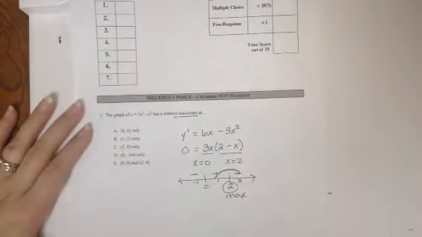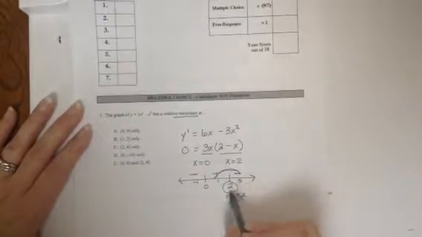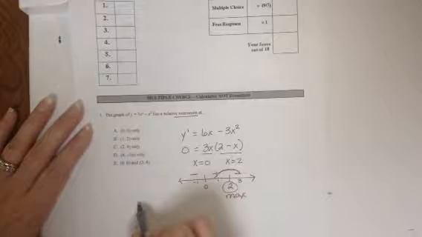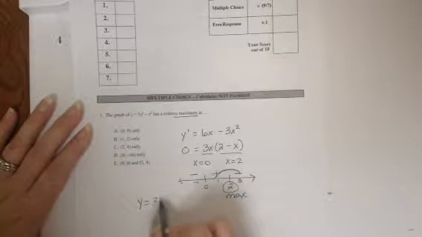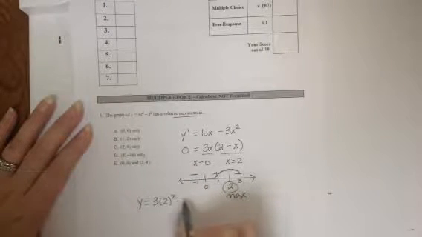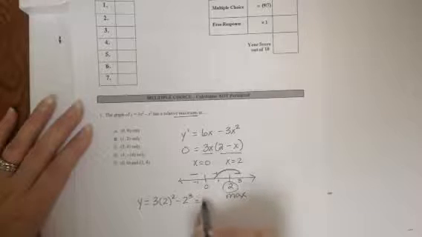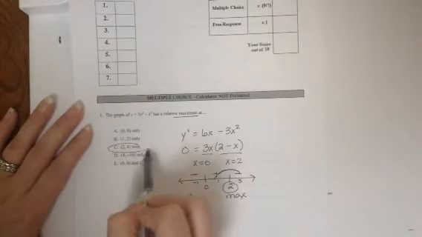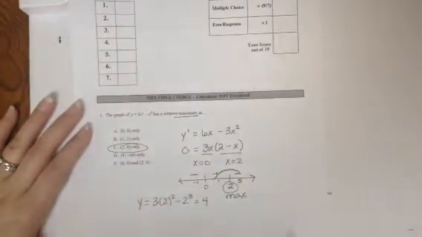Now, if you want to find the ordered pair, that's when you take where the max occurs and plug it into the original. So we have y equals 3 times 2 squared minus 2 cubed, and that will give me 4. So my maximum is at (2, 4) only.